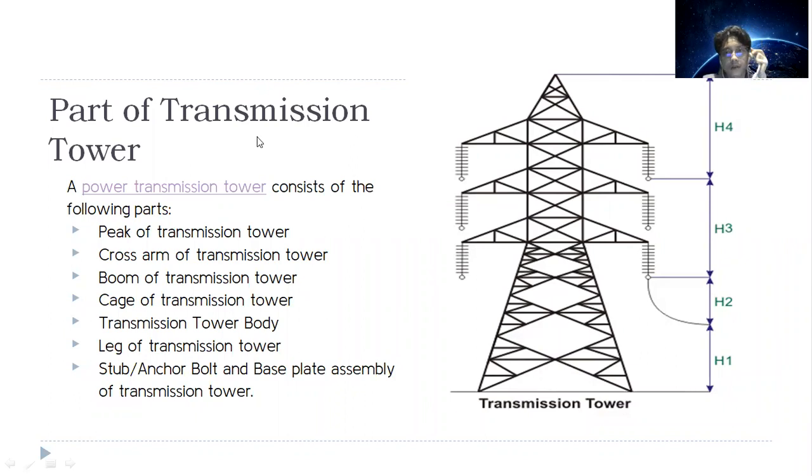Next part of transmission tower. A power transmission tower consists of the following parts. Point 1, peak of transmission tower. Point 2, cross arm of transmission tower. Point 3, boom of transmission tower. Cage of transmission tower body, leg of transmission tower, and stub or anchor and base plate assembly of transmission tower.